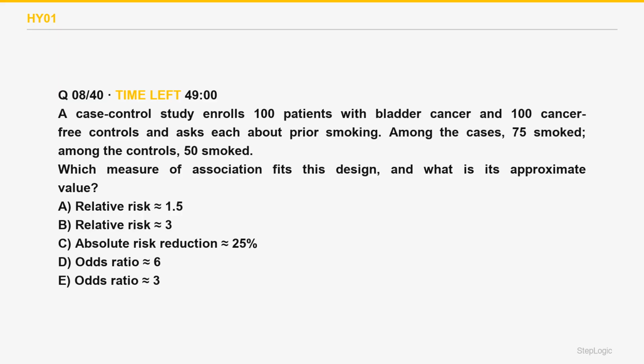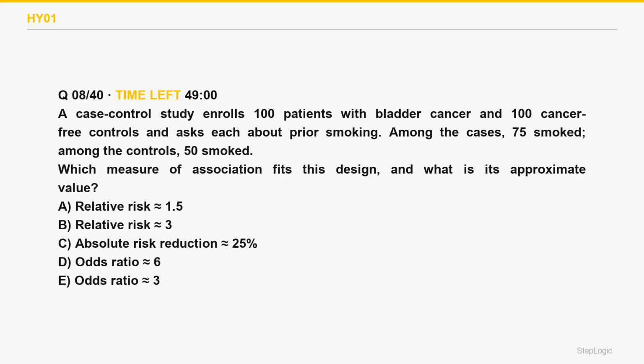Which measure of association fits this design, and what is its approximate value? A case-control study enrolls 100 patients with bladder cancer and 100 cancer-free controls and asks each about prior smoking. Among the cases, 75 smoked. Among the controls, 50 smoked. Read the command: the right measure, and its value.